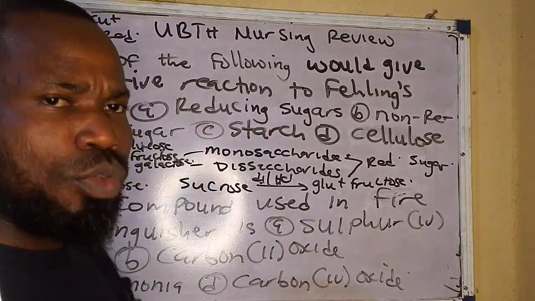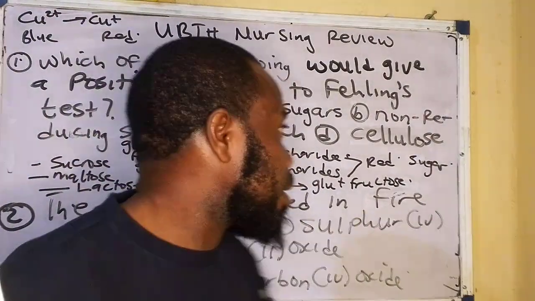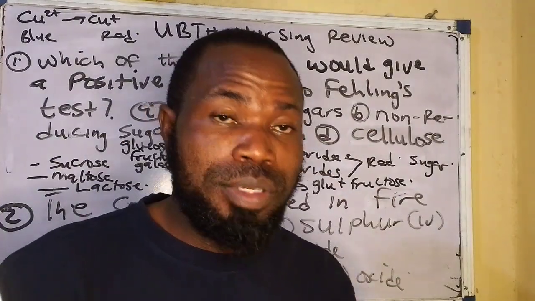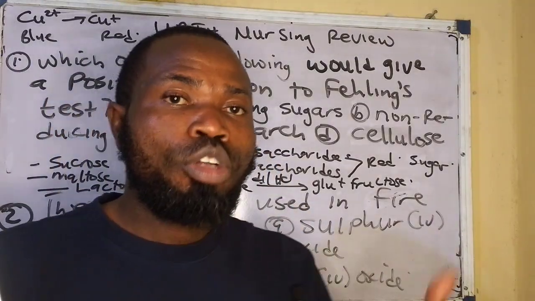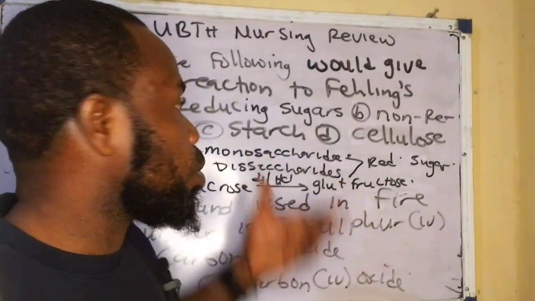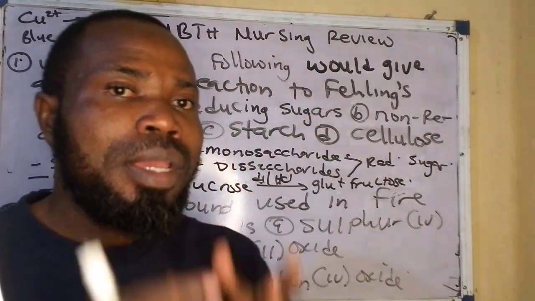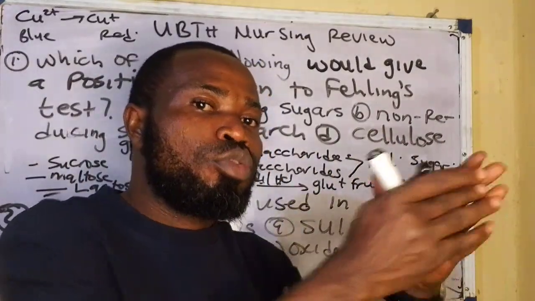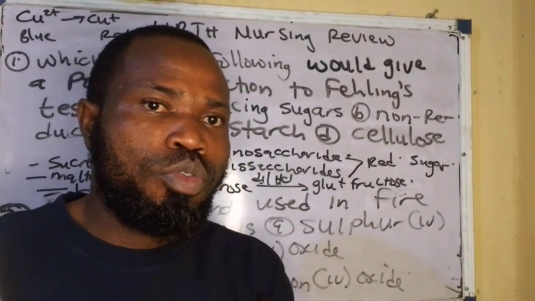Now, when it comes to starch, once you want to test for starch, of course, starch is a polysaccharide, just like cellulose is also a polysaccharide. Now, starch can be tested for through the use of iodine. So iodine is used to test for starch. But remember, it's not just iodine solution that can be used to test for sugars. Benedict solution can also be used to test for sugars.